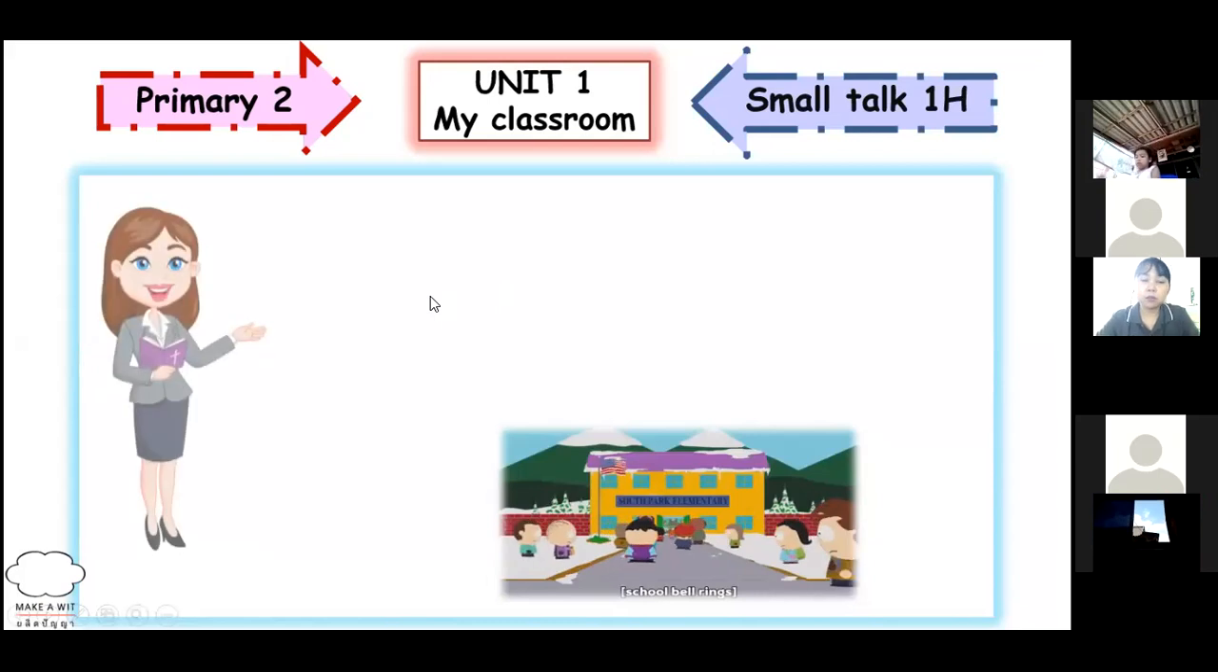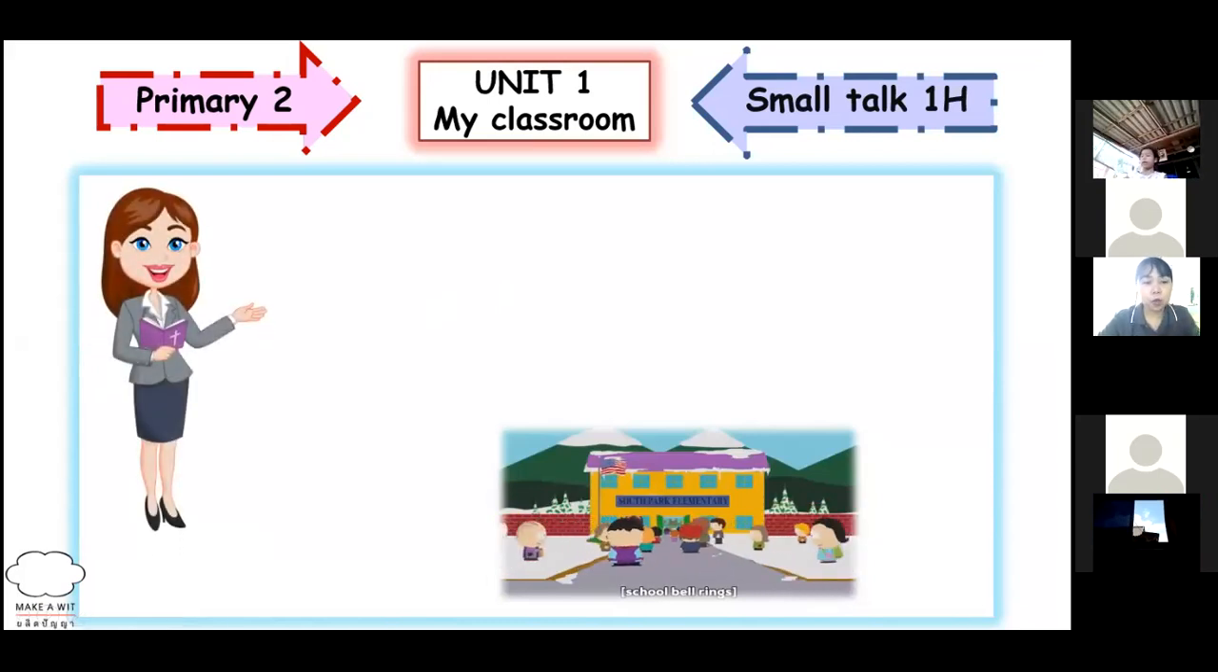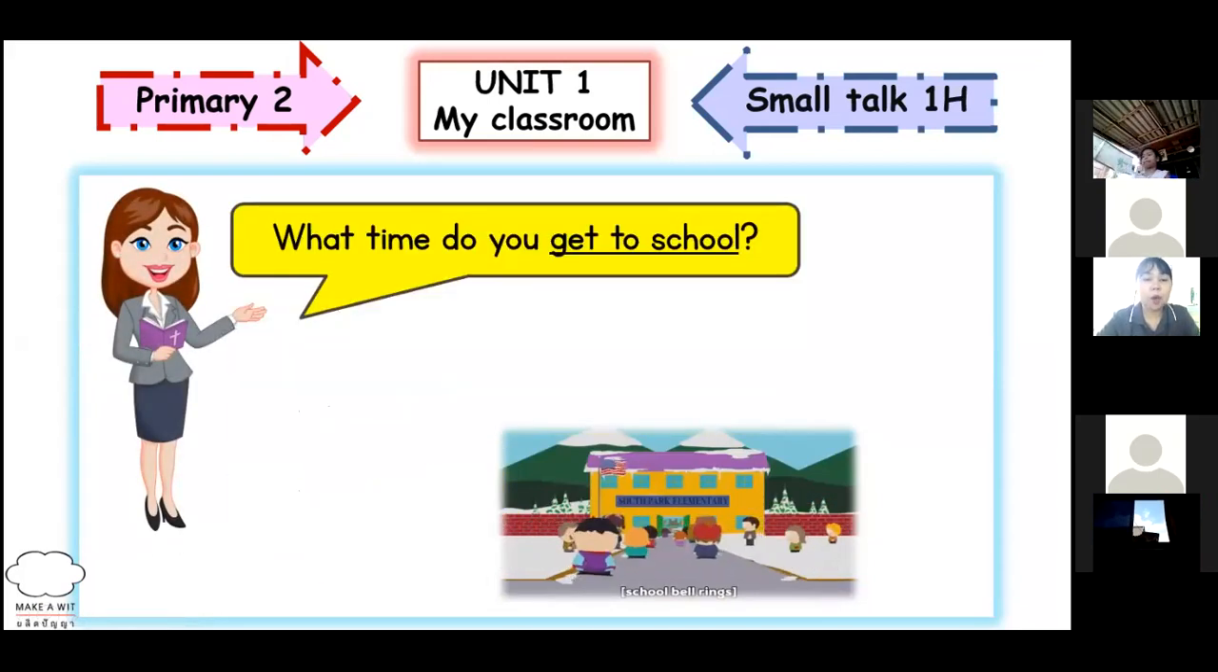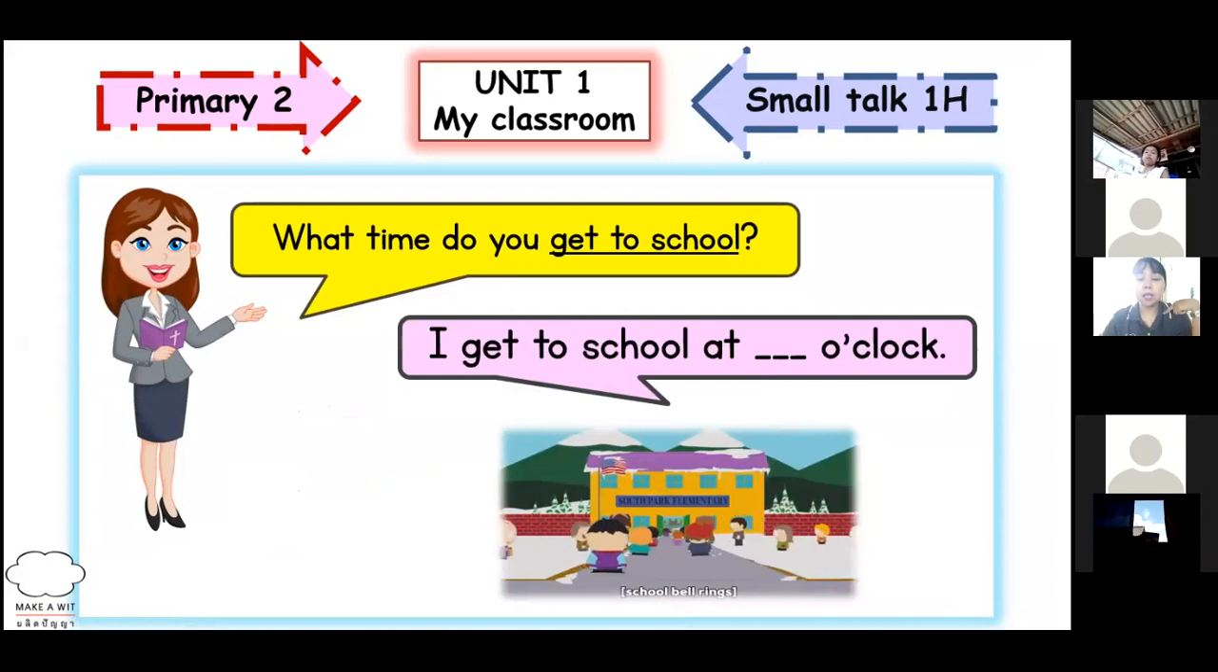Next, small talk 1H. What time do you get to school? You say, I get to school at ... o'clock. It can be 6 o'clock, 5 o'clock, 7 o'clock. It can be anything.